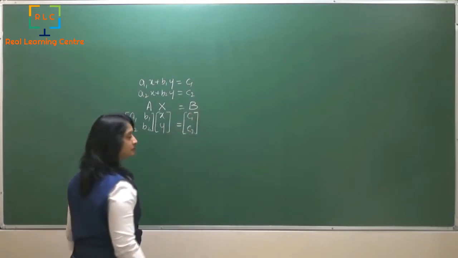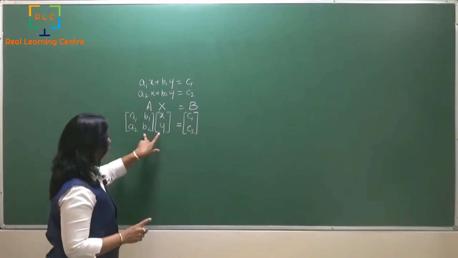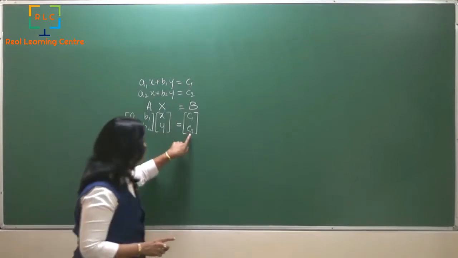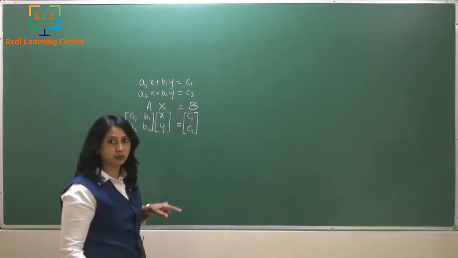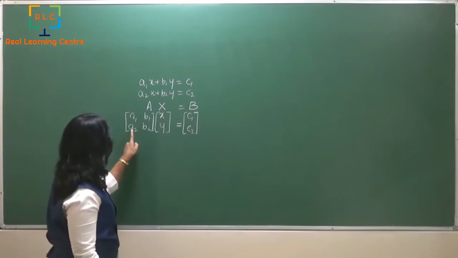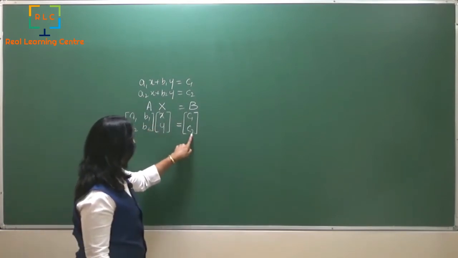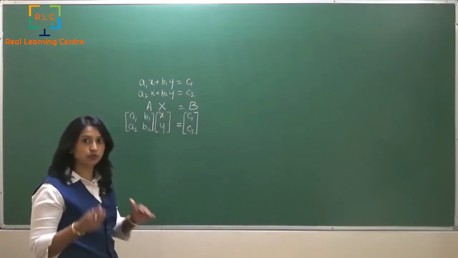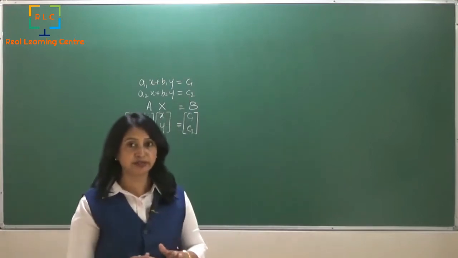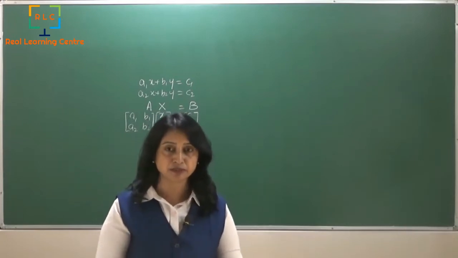Now you see, if you do the multiplication of these two matrices equated to this matrix, it will give back these equations to you. So a1x plus b1y is equal to c1, second row: a2x plus b2y is equal to c2. You will get back the equations. So we have learned that these kinds of matrices are possible because of the given equations.